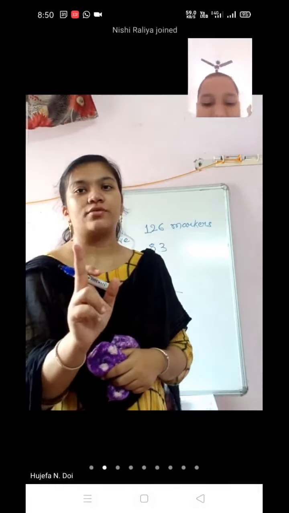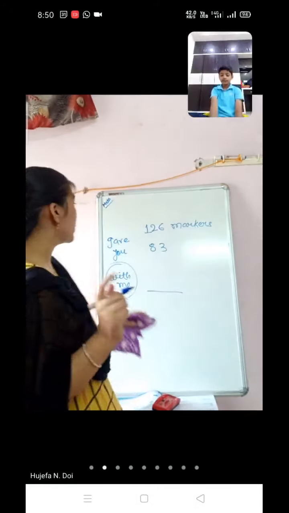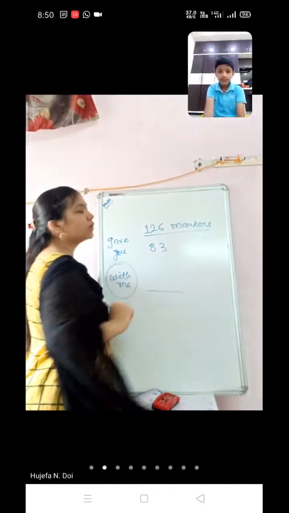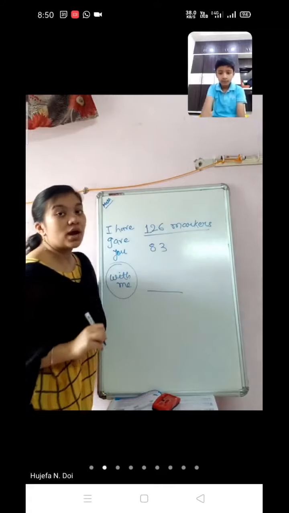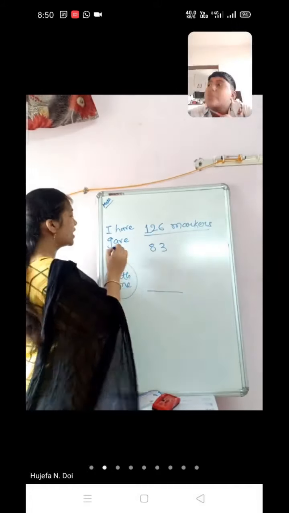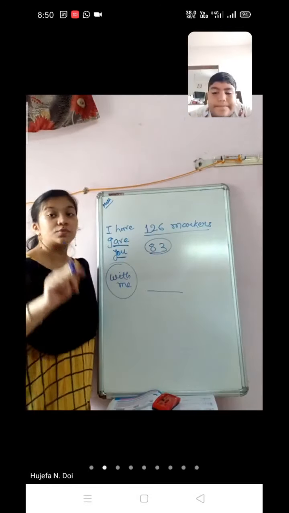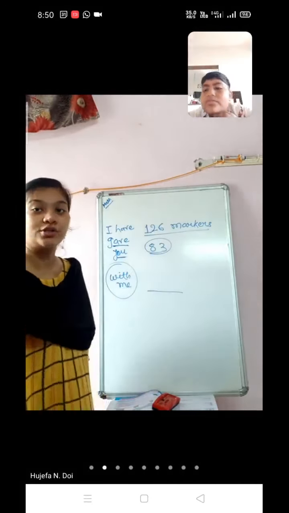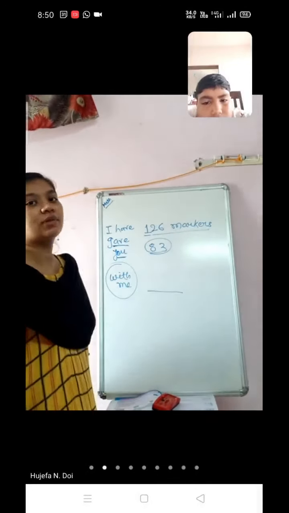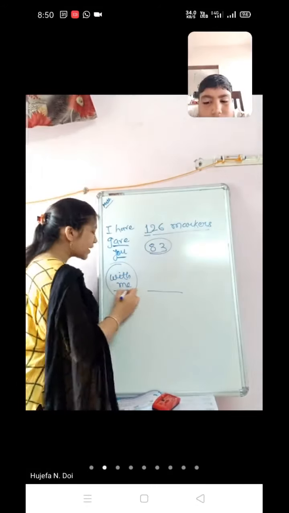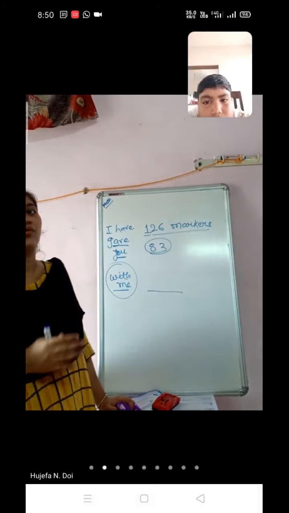Mute yourself now. What I asked, first listen to the question carefully. मेरे पास 126 मार्कर हैं. उसमें से I gave you 83 markers. उसमें से मैंने 83 markers आपको दे दिए. 126 थे, उसमें से 83 मैंने आपको दिए. तो अभी मेरे पास कितने मार्कर्स रहेंगे वो पूछ रही हूँ मैं. आप कहाँ से कहाँ जा रहे हो?